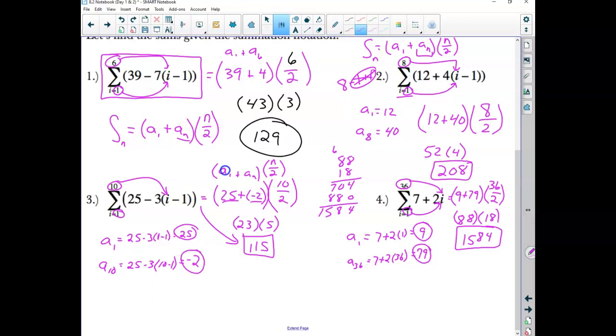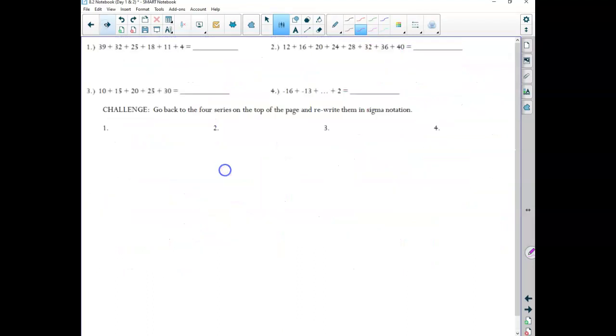And from 1 to 36, there's 36 terms. That's why I want to say top minus bottom plus 1, and those get rid of it. So I have 36 terms. Divide by 2, it's 88 times 18, 1,584, okay?